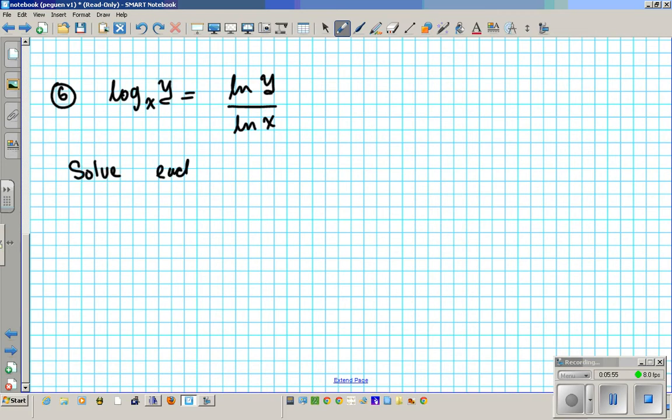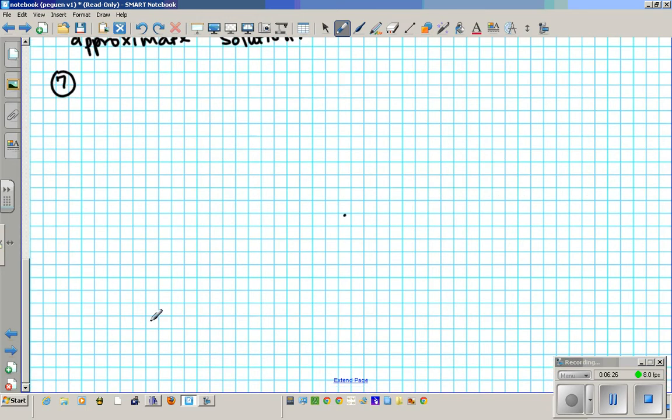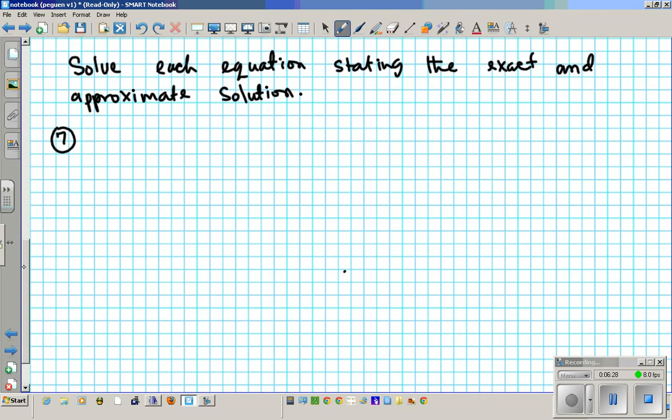Solve each equation, stating the exact and approximate solutions. Okay. So when you're doing these problems in the board work for today, I would like you to give me the exact answer and also the approximate solution. Okay. All right.